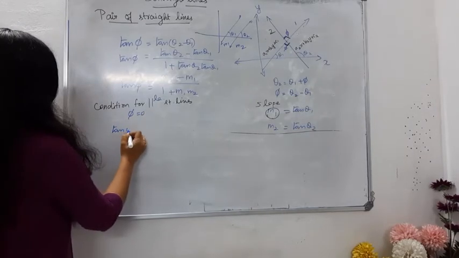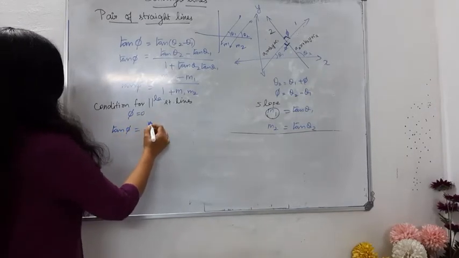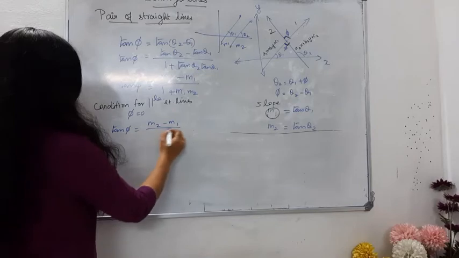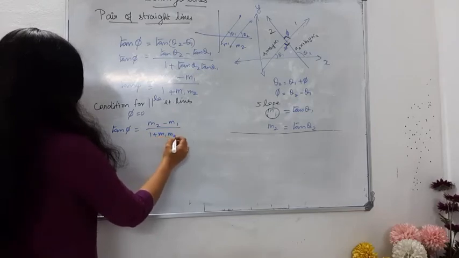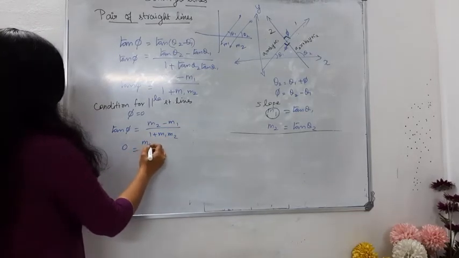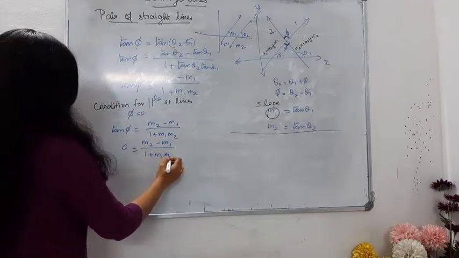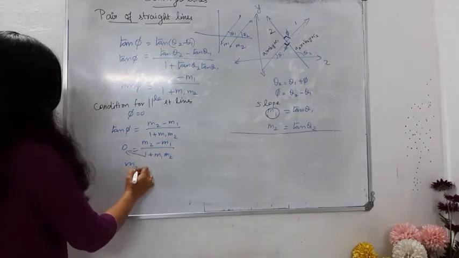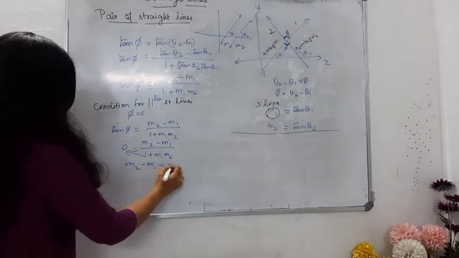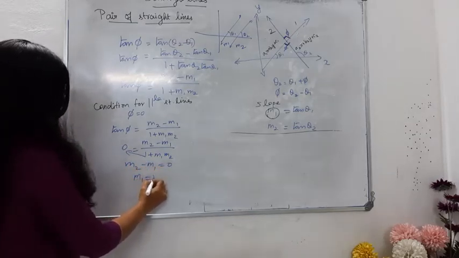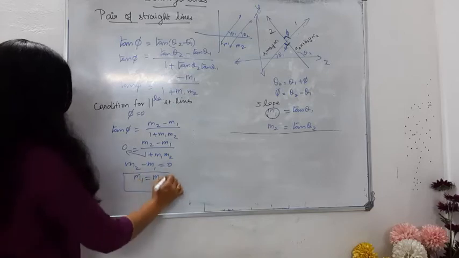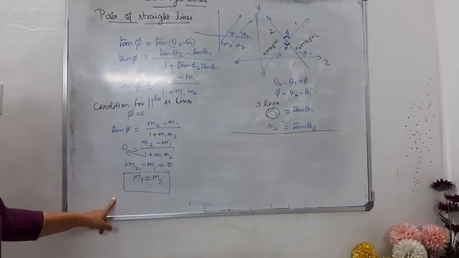Then tan phi, written as m2 minus m1 by 1 plus m1 m2, is equal to 0. So what is the result now? Just cross multiply: m2 minus m1 is equal to 0. What is this? m1 is equal to m2. This is the condition for parallel straight lines.